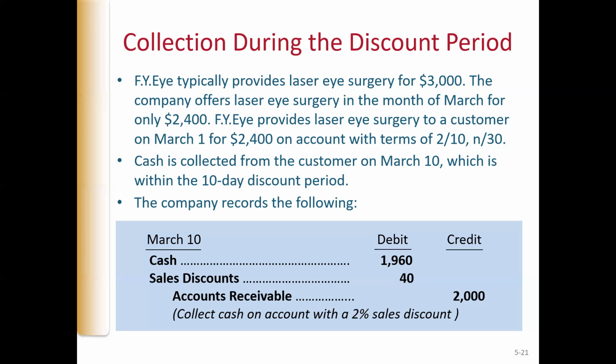She doesn't owe $2,000 if she pays it within 10 days. So even though she didn't pay the whole 2,000, we're telling her she didn't have to. Therefore, that's why we debit that sales discount. So then we can zero out the accounts receivable. She doesn't owe us any more money.